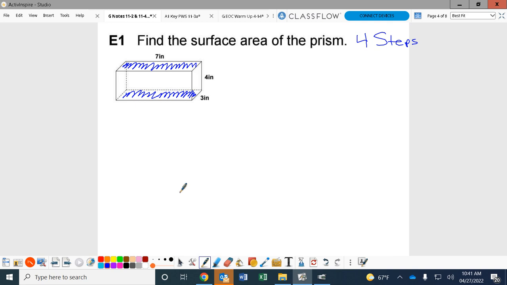4-step process to be able to do this. If you will follow this, it will make it drastically easier. Number 1 is going to be perimeter. We need the perimeter of that shape. We're going to add up all the sides on that rectangle that's on the top.